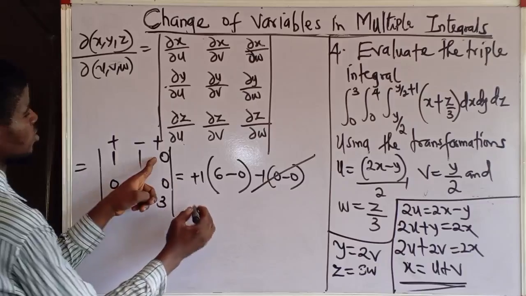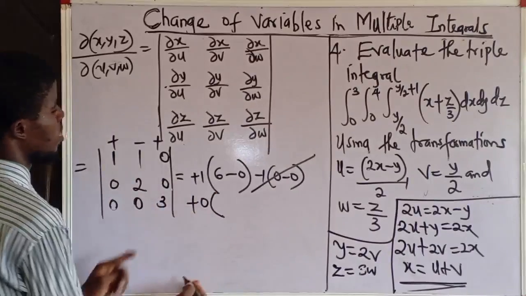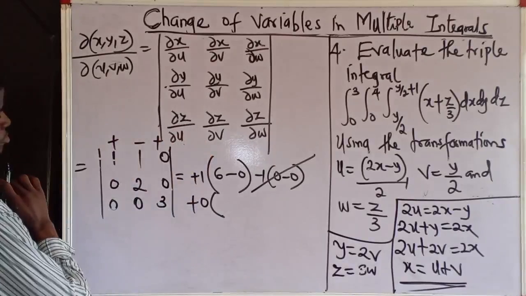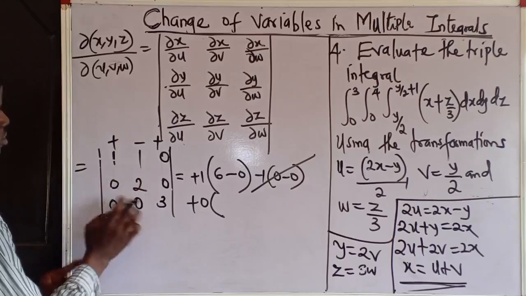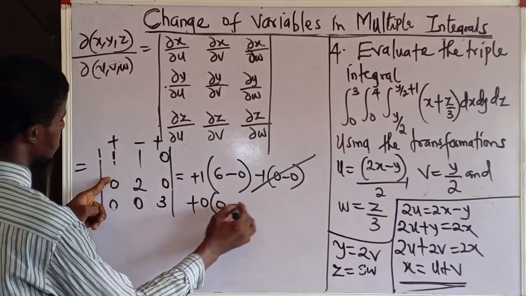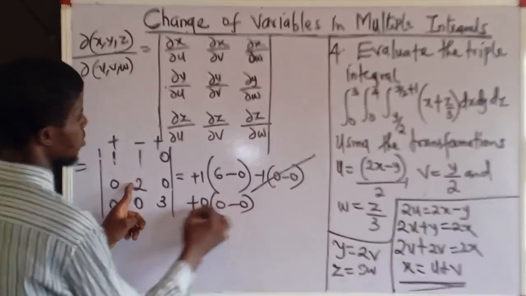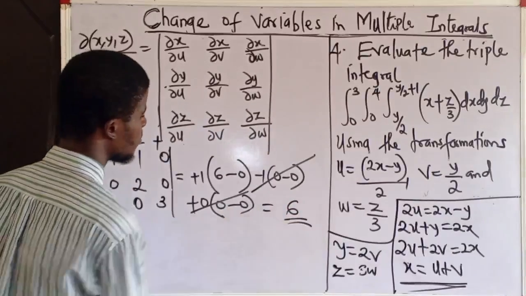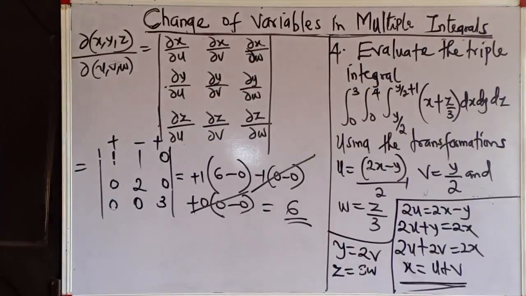Okay. Then the last one is plus 0. Of course, everything there will also be out. Close up this column and this row. We have this, this, this, this. This times this is 0. This times this is 0 is also out. 6 minus 0 is 6. So the answer is 6. That's the determinant of this matrix.